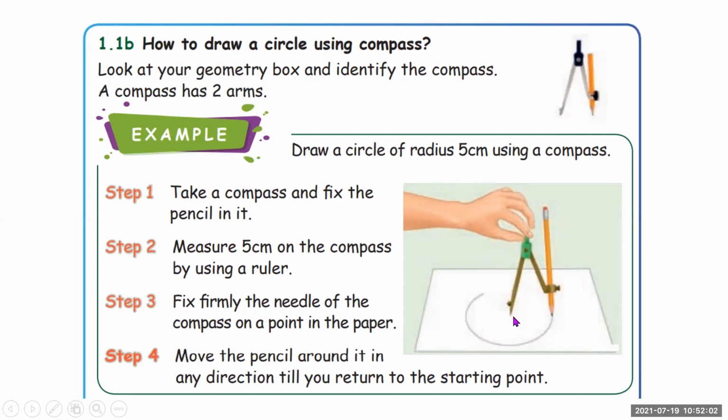Then if you want a 2 centimeter radius circle, measure 2 centimeter and keep the distance. This can be adjusted, so adjust and keep this as 2 centimeter. Then firmly hold this side up here, then rotate the pencil. So you get a circle of that particular diameter. This you will see in your practical class.